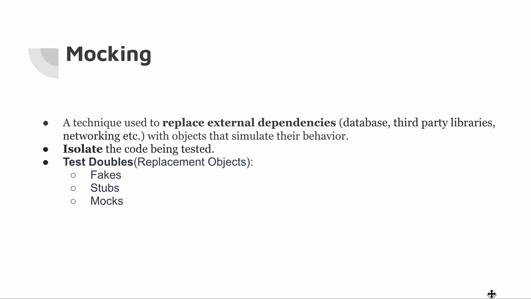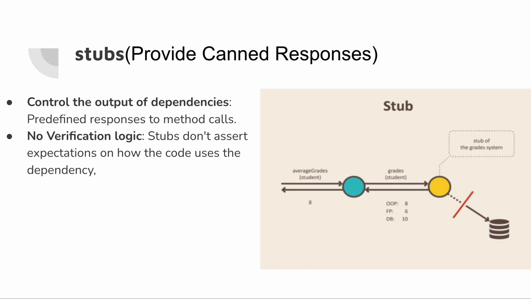It does this with the help of test doubles. These are also called replacement objects. Some of the popular test doubles are fakes, stubs, mocks. Now let's discuss in detail about these test doubles. First we will discuss stubs.